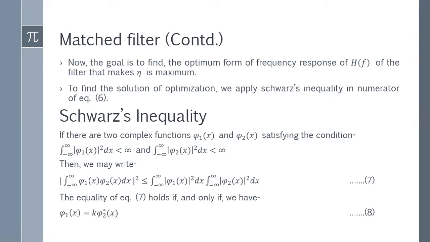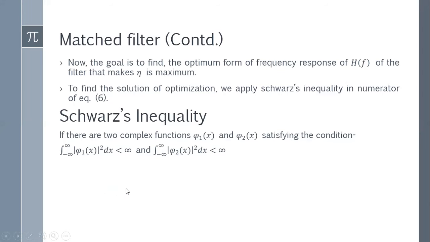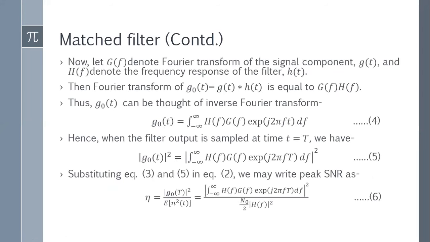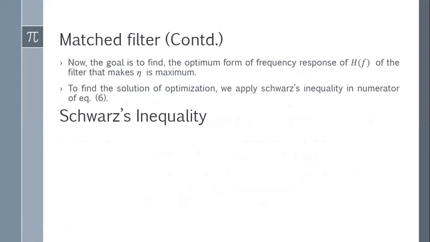Okay, so let me proceed. Now see this portion, the integral of phi 1(x) phi 2(x) dx, whole square. It is similar to this portion, the integral of H(f) G(f) exponential j2 pi f t df, whole square. So what I will do, I will use the Schwarz inequality on the numerator side in this way.